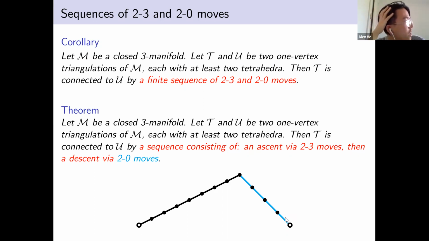This does actually tell you something about the pattern graph, because you can also transform 2-0 moves into 2-3 and 3-2 moves. So you could convert these 2-0 moves into 2-3 and 3-2 moves if you wanted, and that would tell you something about the pattern graph. But I think this is the nicest way to state it, because it's a very rigid structure with these moves.